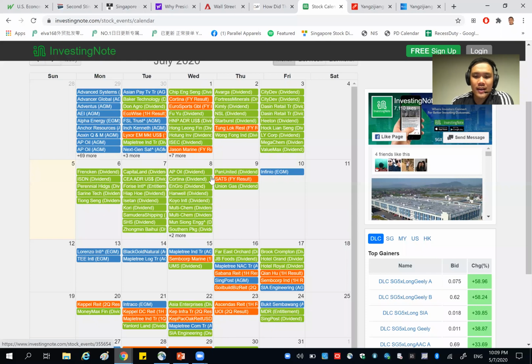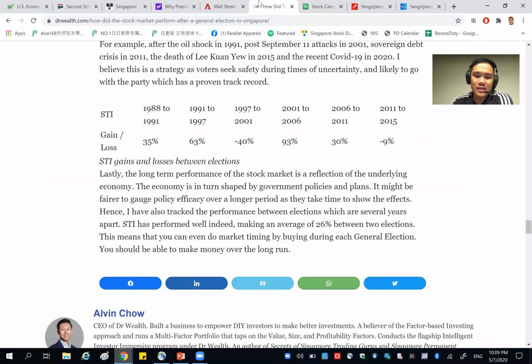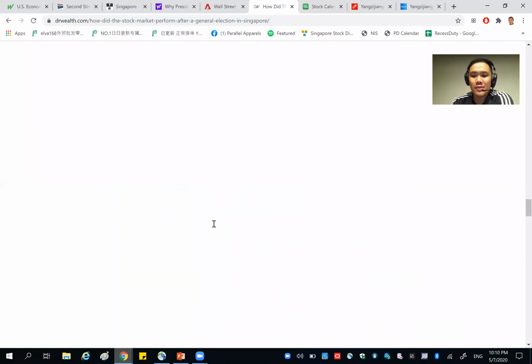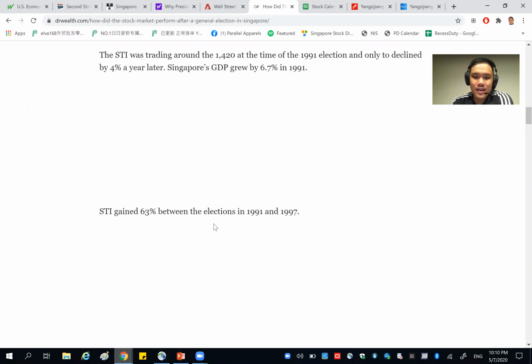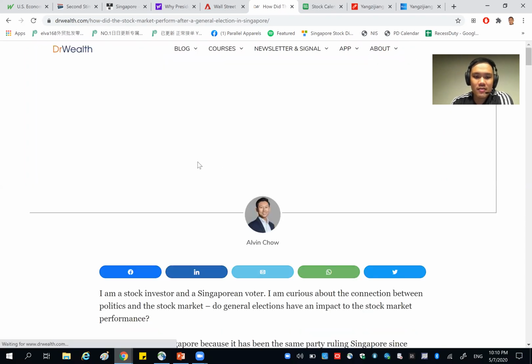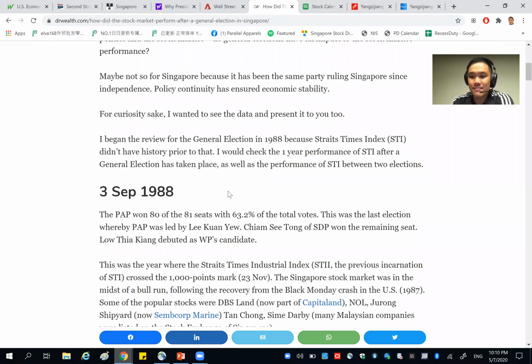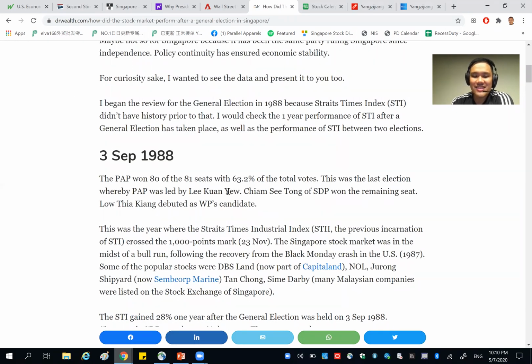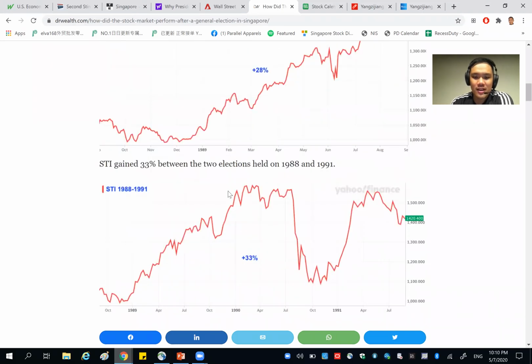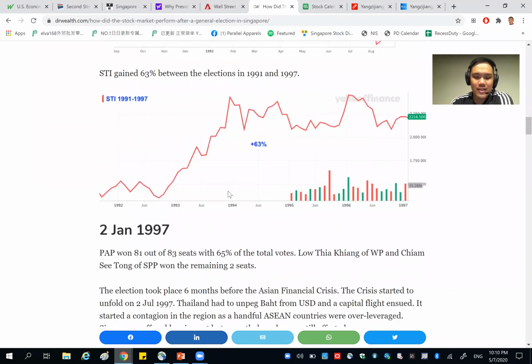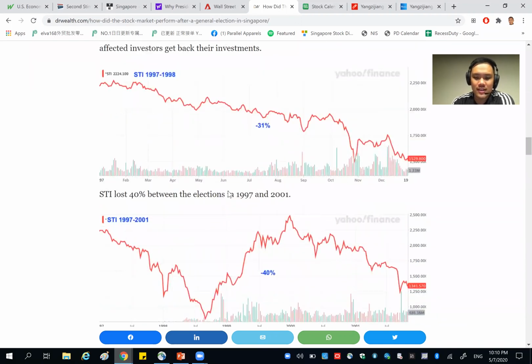As you know, we are currently affected by huge market sentiment from the major market, such as the US. One current major news that is upcoming is Singapore. We will be having the election in one week's time. Dr. Wealth has written a very interesting article about how the stock market performed after each general election since 1988. I'll be leaving all these links in the description section below to take a look at what Dr. Wealth has written.